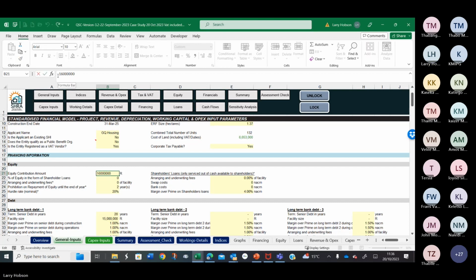So I'm just going to multiply that by 0. It's easy to bring back again if we want. So now there's no equity contribution. All the other information is exactly the same.